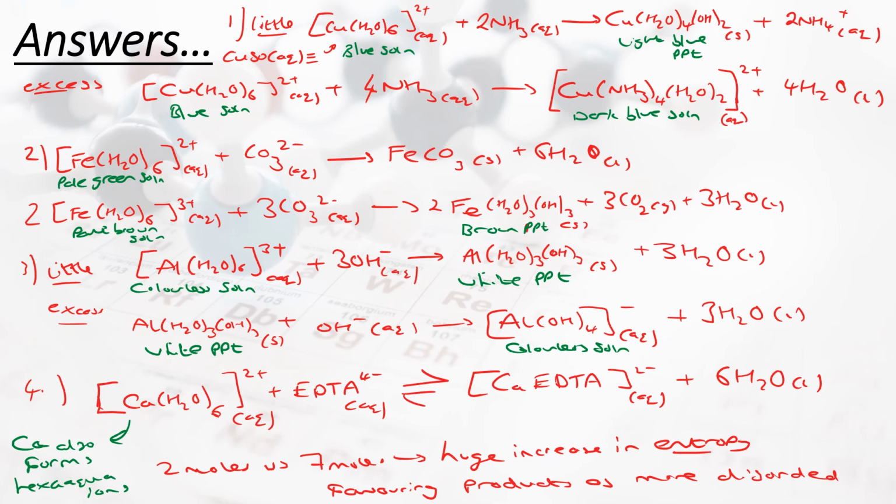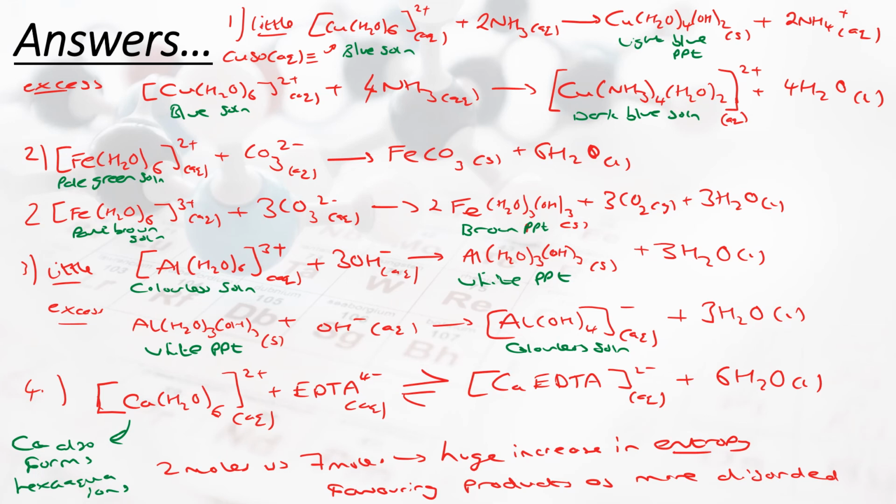Question 3 then stated that we had aluminium sulfate reacting with a little and then excess sodium hydroxide. So remember, we're thinking about dissolving up aluminium sulfate. Essentially, we're considering the hexaaqua ion of aluminium. Now remember that aluminium is not a transition metal, so because it doesn't have those partially filled d orbitals, we don't see colour, and so the aluminium hexaaqua ion is a colourless solution.